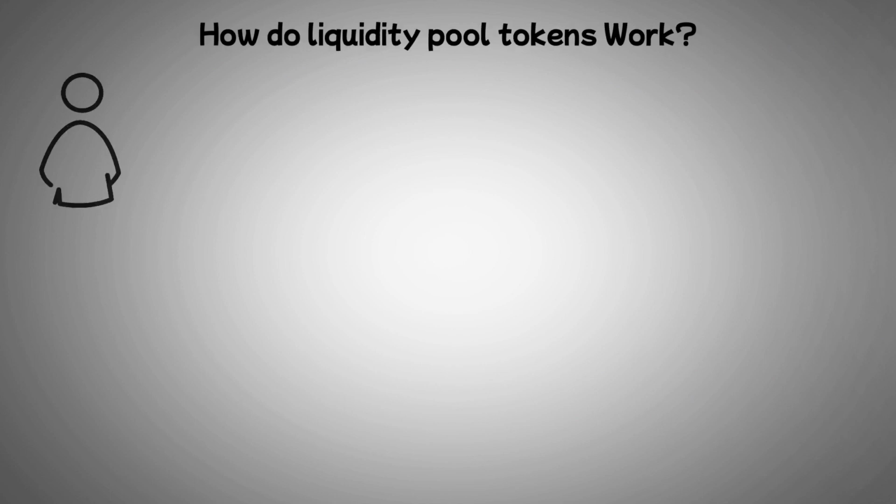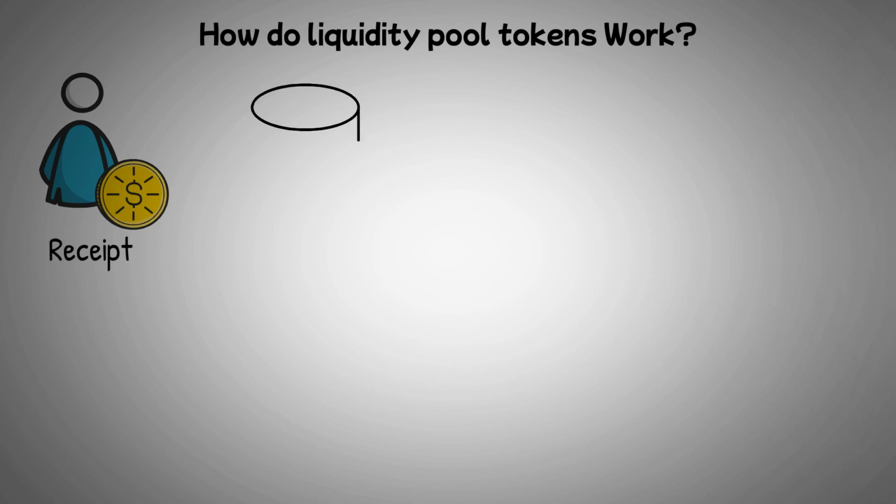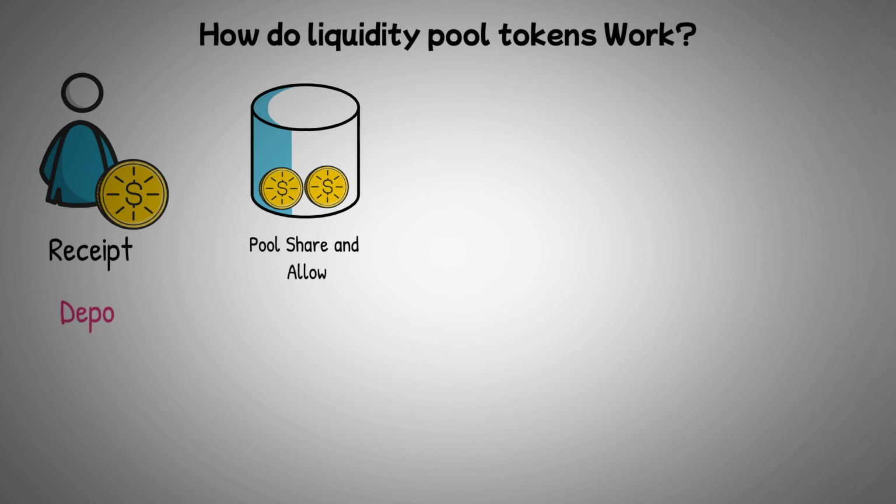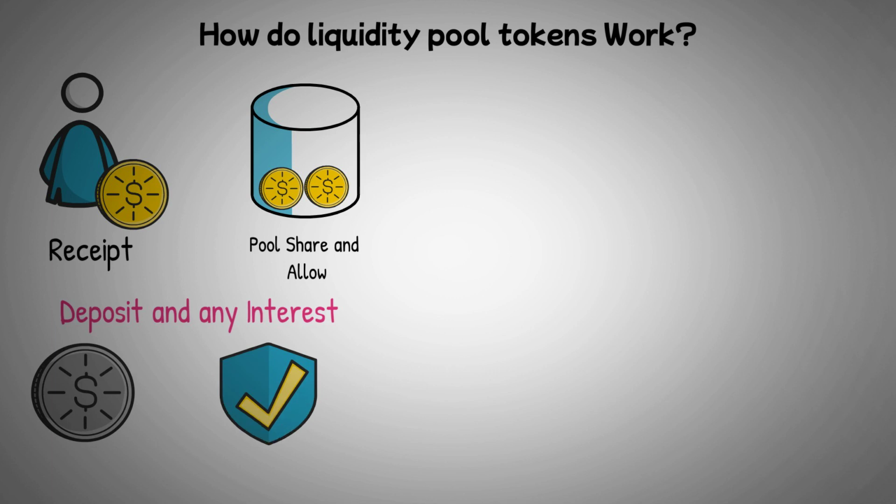So how do liquidity pool tokens work? You'll receive LP tokens as a receipt after putting a pair of tokens in a liquidity pool. Your LP tokens represent your pool share and allow you to withdraw your deposit and any interest earned. As a result, keeping your LP tokens is critical to the protection and security of your deposit. If you lose them, then you will lose your share.